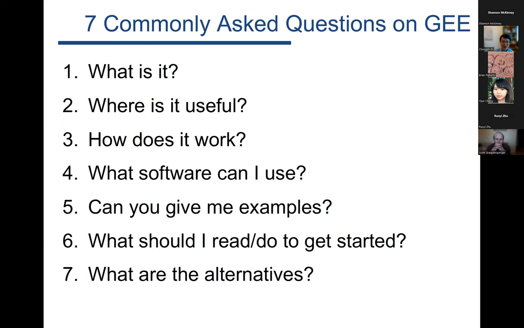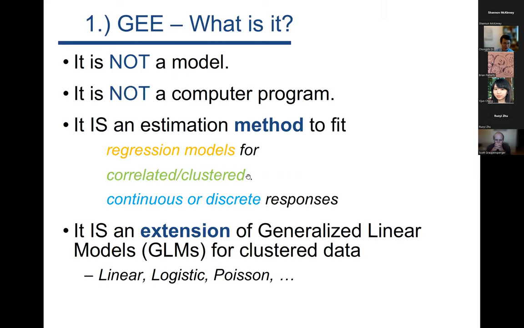So now let's go to the list. Those questions are basically: What is GEE? Where is it useful? How does it work? What software can I use? Can you give me some examples? What should I read or do to get started? And what are the alternatives? Let's go through them one by one.